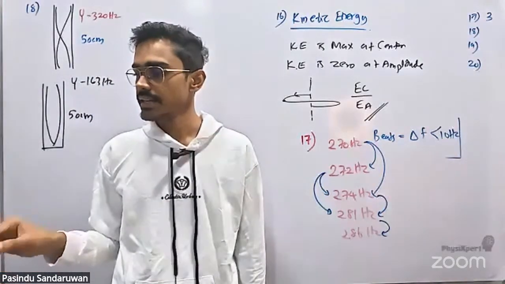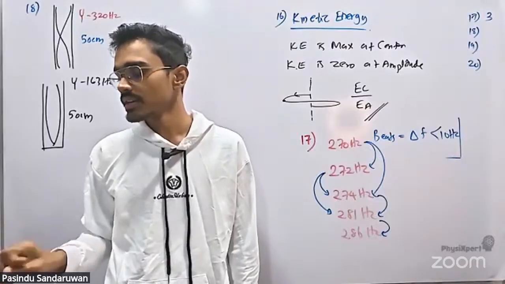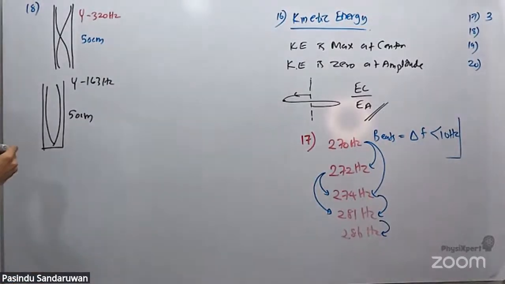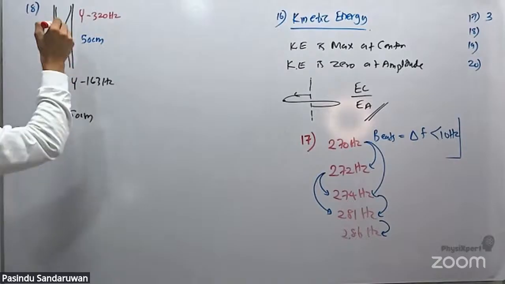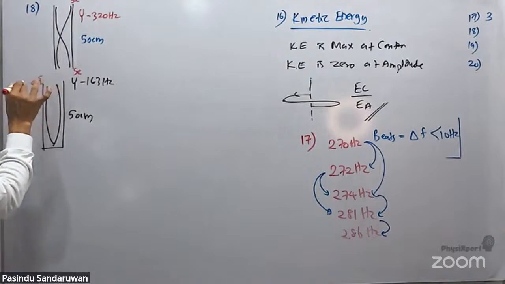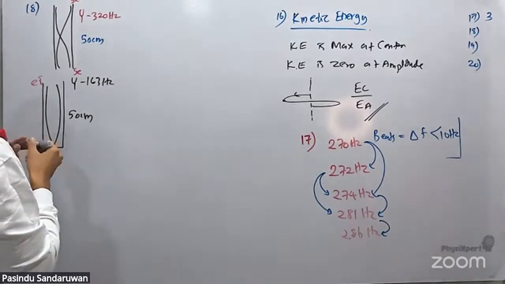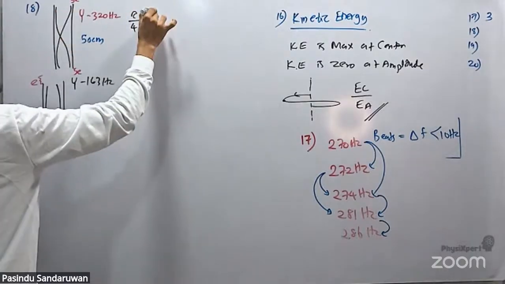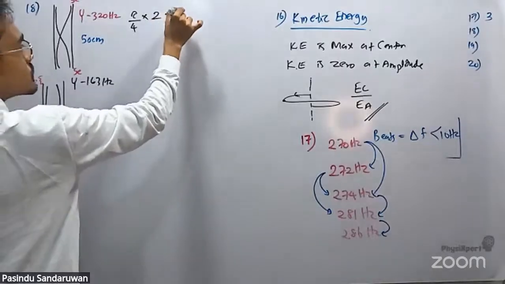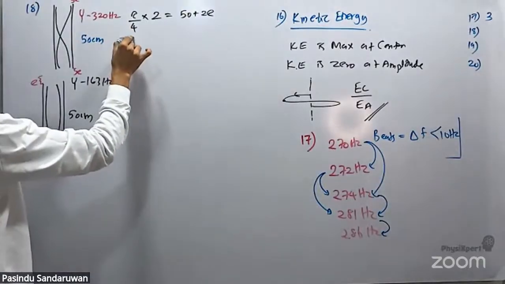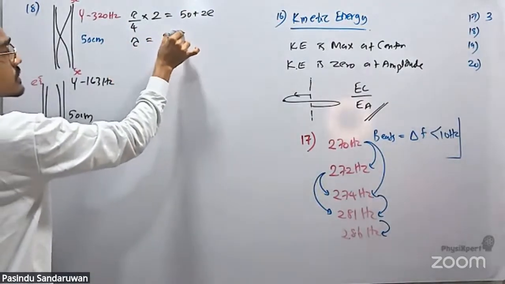According to this, find the end correction of the pipe and the velocity of sound in air. So let's consider the end correction here as E. Here we have one end correction E. Then first we can write lambda. This is lambda over 4 times such 2 parts, equals L plus 2E, which means 50 plus 2E. Then lambda equals 2 times (50 plus 2E).